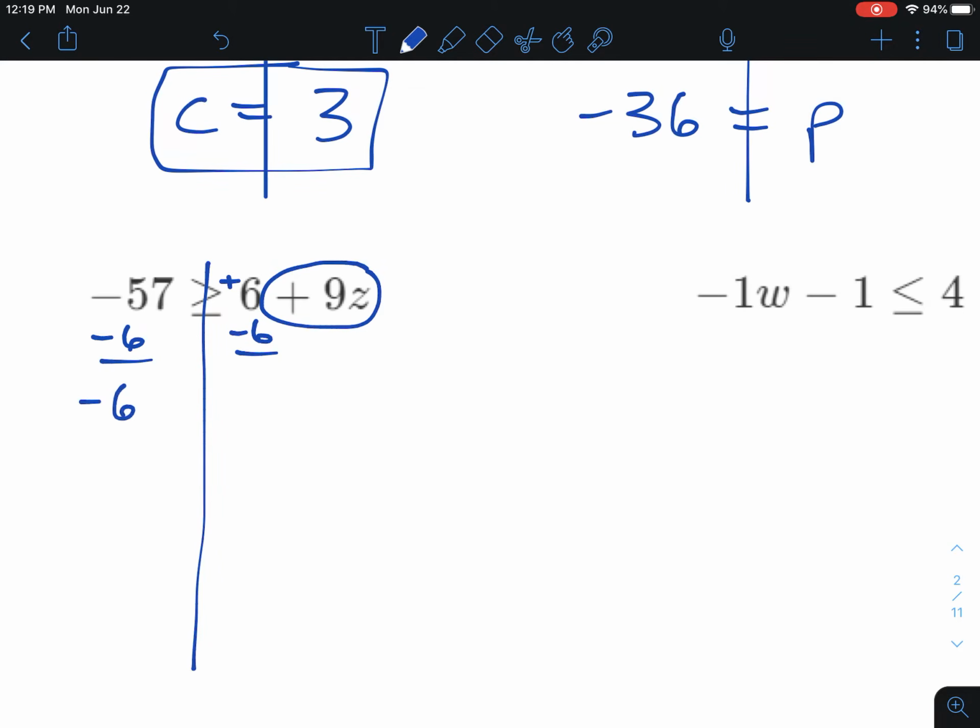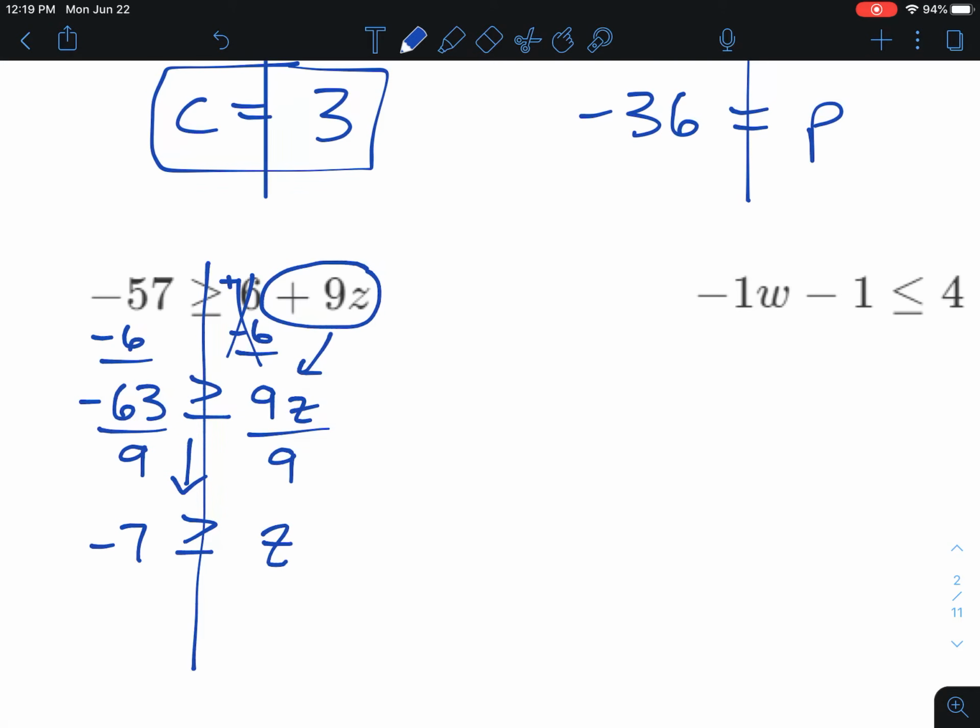This gives us negative 63. Bring down that symbol exactly the way it looks, not an equal sign. And then bring down the 9z. That's still there. The 6's are gone. Now we're going to divide by a 9. And we get negative 7 and 1z, which is just z. Bring down the symbol. The symbol didn't change here. It looks just like this because you're dividing by a positive.